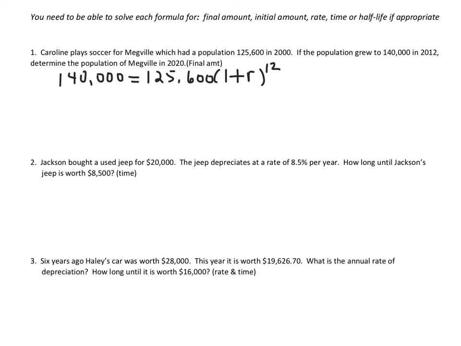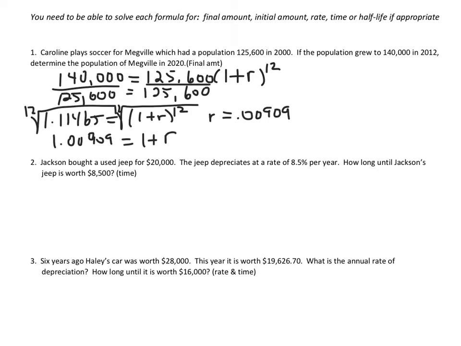So I'm going to need to divide by 125,600. And then we're going to have to take the 12th root, or you can multiply the exponent with a rational exponent of 1/12. But since our calculators can do any kind of root we want, we can go ahead and just use the 12th root from our calculator.